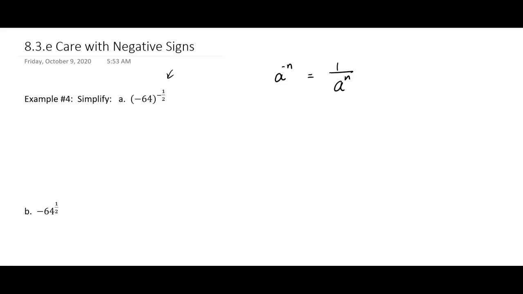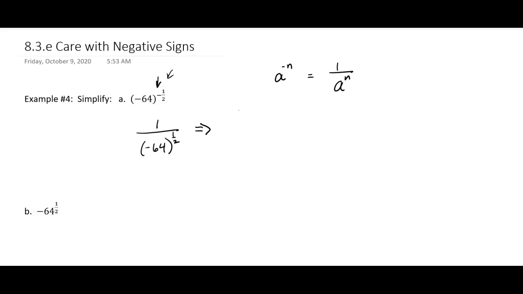So I see that negative exponent on example 4 here, and so I'm going to rewrite it to be 1 over negative 64 to the 1/2. Now those parentheses are important, so we'll see that later on. And so that's just taking care of this little negative sign that's on the exponent. The exponent was negative 1/2, now it's a positive 1/2. Okay, that's how you take care of the negative on an exponent.